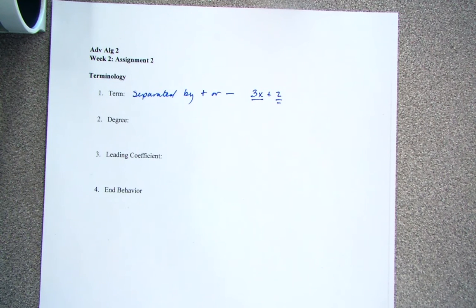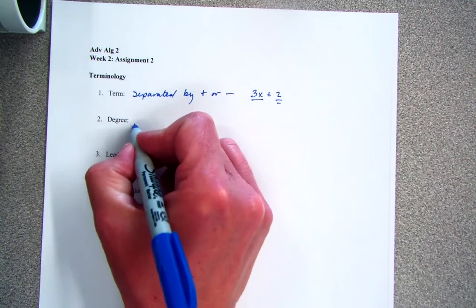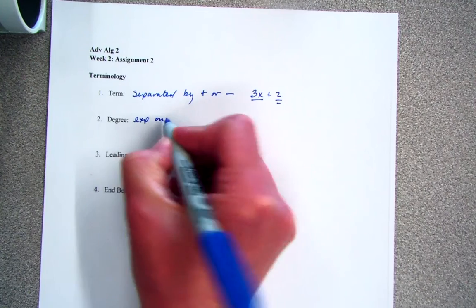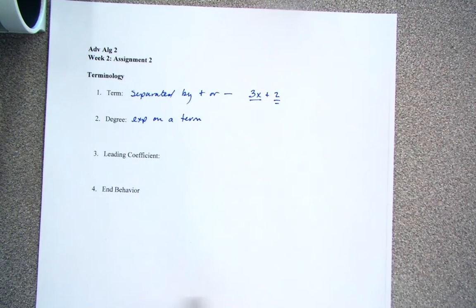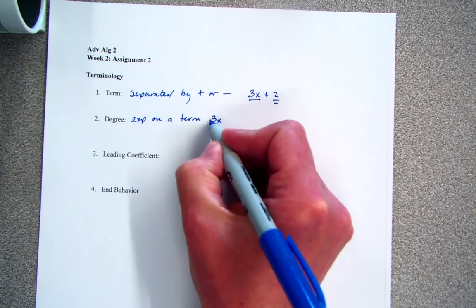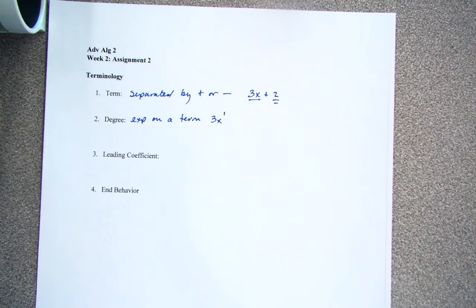So a polynomial is sometimes named by the number of terms it has. So we might call this a binomial because there are two terms. We also want to talk about the degree, and the degree is the exponent on a term. So the degree of 3x is the exponent on the variable, which is 1. So the degree of that polynomial is 1.